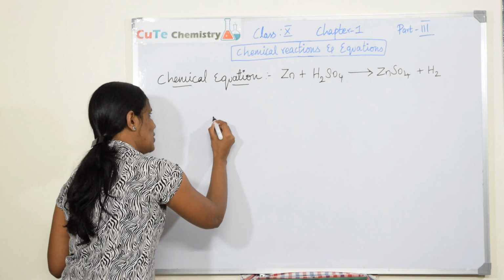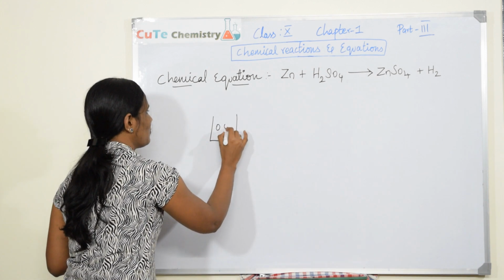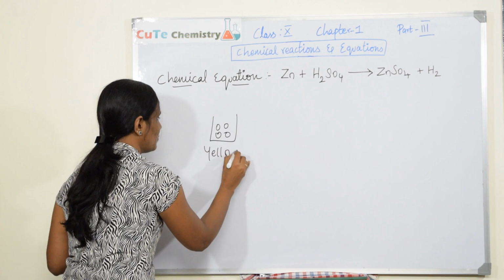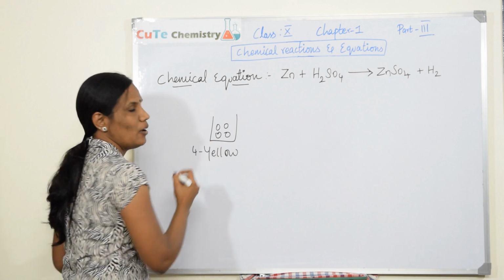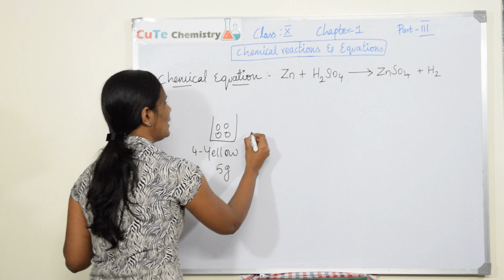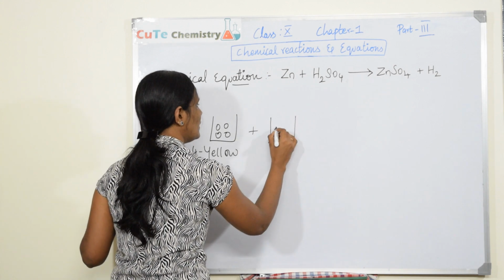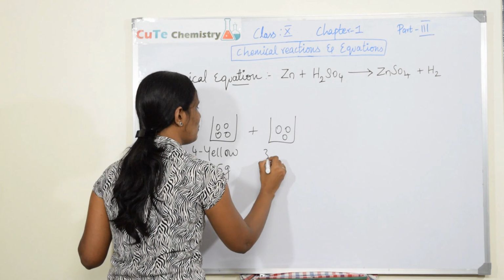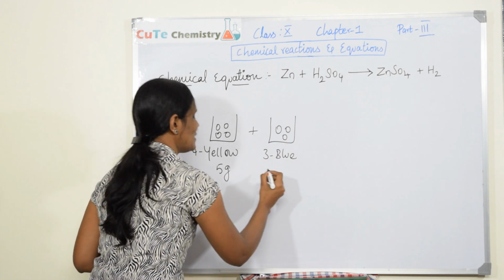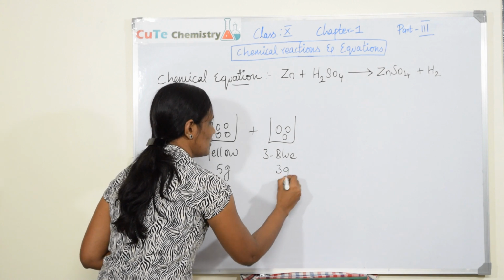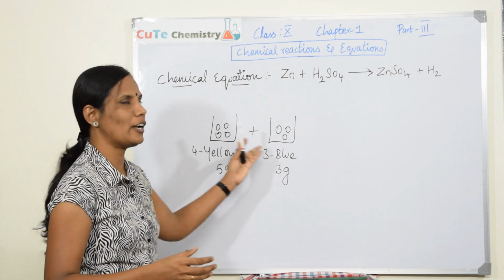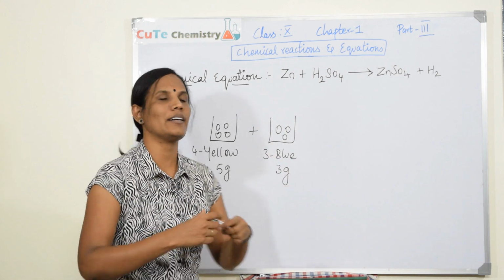Let us take one jar. In this jar I have 4 yellow color balls, and these yellow color balls weigh around 5 grams. And then I have another jar. In this jar I have 3 blue color balls, and these 3 blue color balls weigh around 3 grams. Now what I am going to do is put them together, that is 4 yellow balls and 3 blue balls together in a single jar.